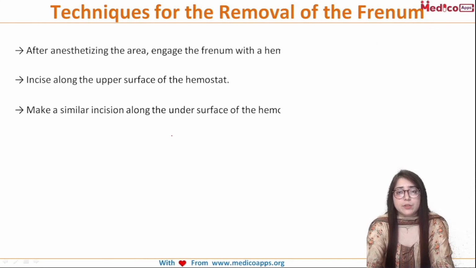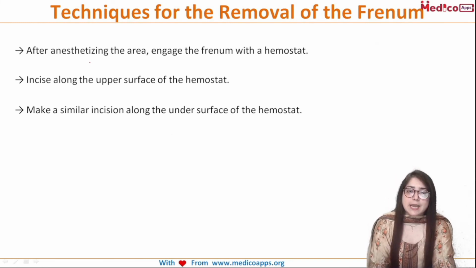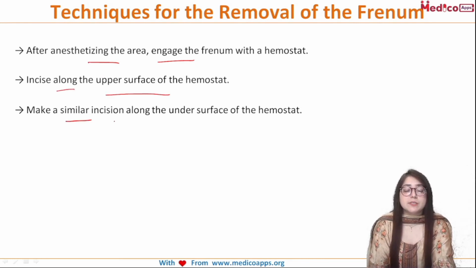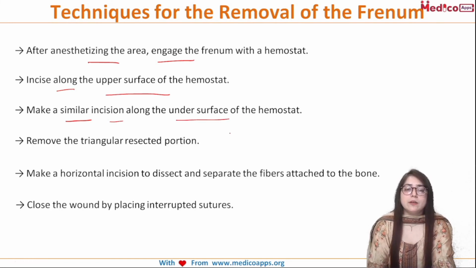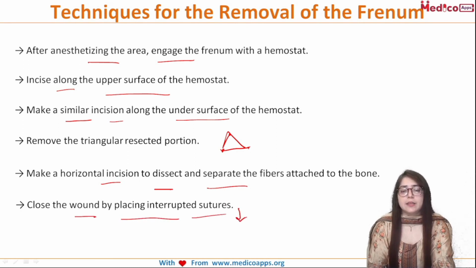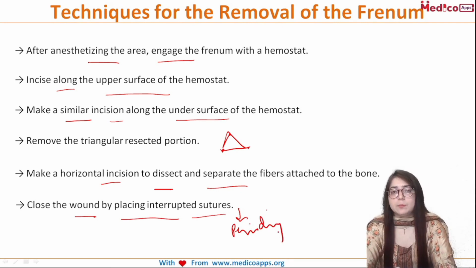Now, what is the technique for the removal of frenum? After anesthetizing the area, engage the frenum with a hemostat, incise along the upper surface of the hemostat, and make a similar incision along the undersurface of the hemostat. Now make a triangular resected portion like this, or make a horizontal incision to dissect and separate the fibers attached to the bone. Now close the wound by placing interrupted sutures, and then you can place the perio dressing. So this is how you perform the frenectomy.